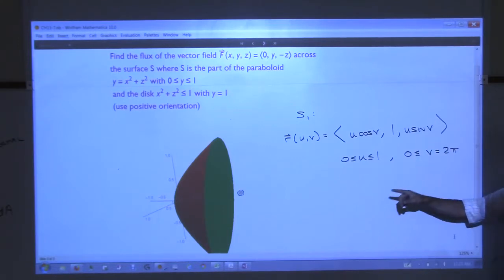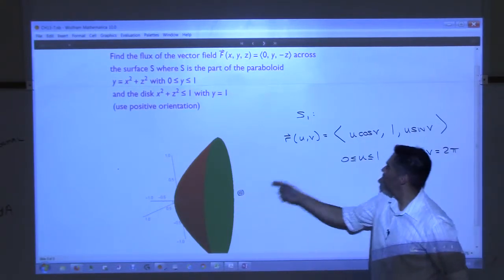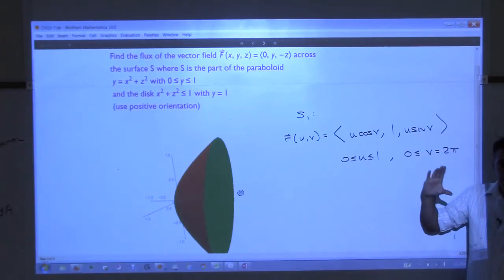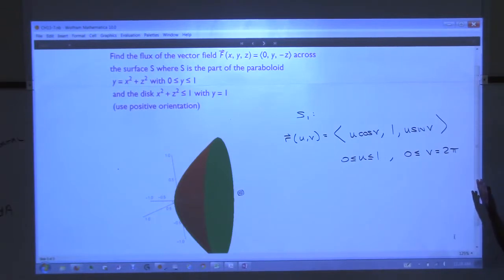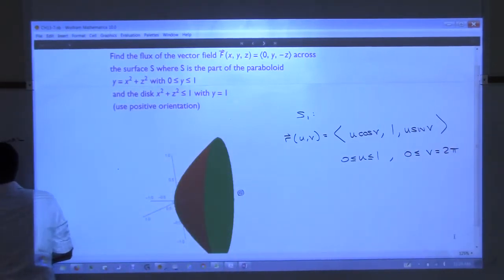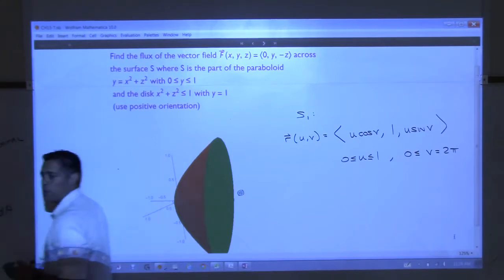Would this draw me that green disk? Yes, remember u cosine v, u sine v is going to draw you a disk. And if I fix the y coordinate to be 1, then that would work, wouldn't it? Yes? Okay, so the reason I'm showing this to you is because I want you to see that we could have used this second formula to do this problem.